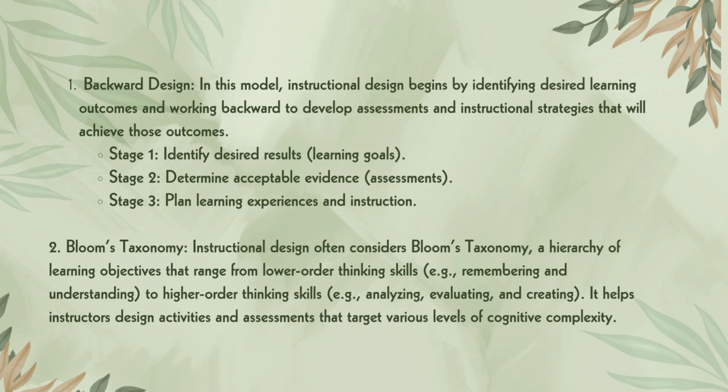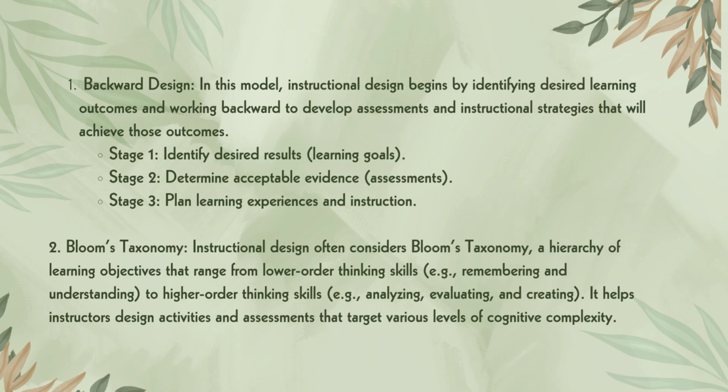This is supposed to be number two, backward design. In this model, instructional design begins by identifying desired learning outcomes and working backward to develop assessment and instructional strategies that will achieve those outcomes. So we have here three stages. First is identify desired result, learning goals. Stage two, determine acceptable evidence by assessments. Stage three, plan learning experiences and instruction.